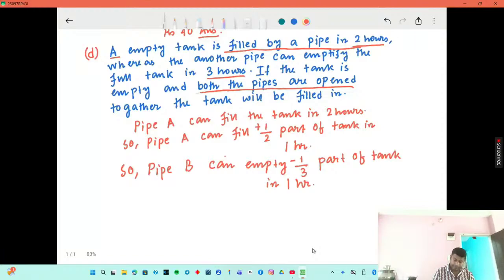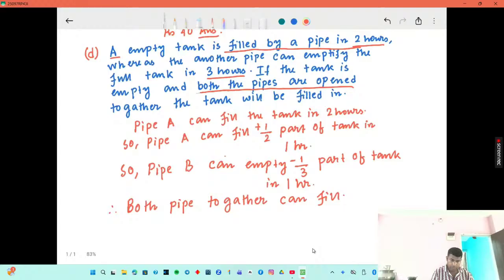So both pipes together can fill the tank in 1 hour is equal to 1 by 2 minus 1 by 3, which is equal to (3 minus 2) by 6, which is 1 by 6.